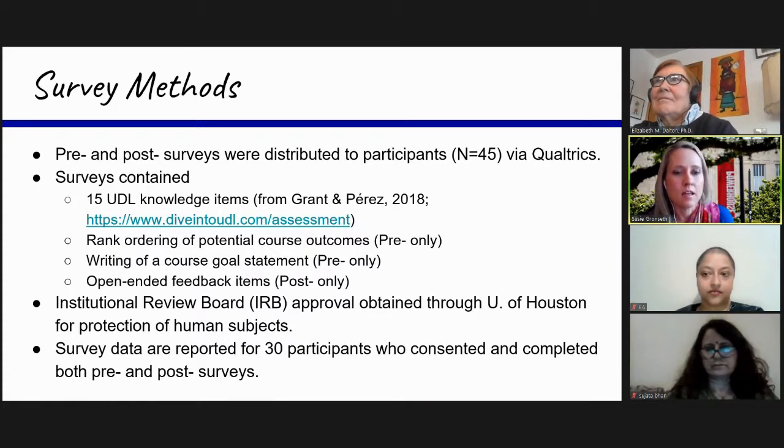And at the University of Houston, we went through institutional review board approval on the protection of human subjects, and we asked the participants for their consent to be included in the sharing of this data. And so we had 30 out of the 45 participants consent to be part of the data set that's reported in this research. And they completed both the pre and post surveys.